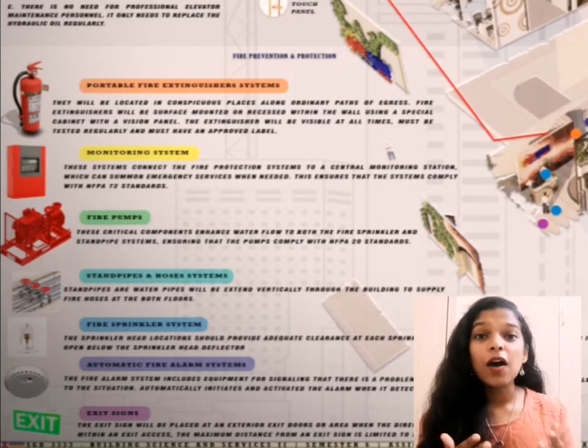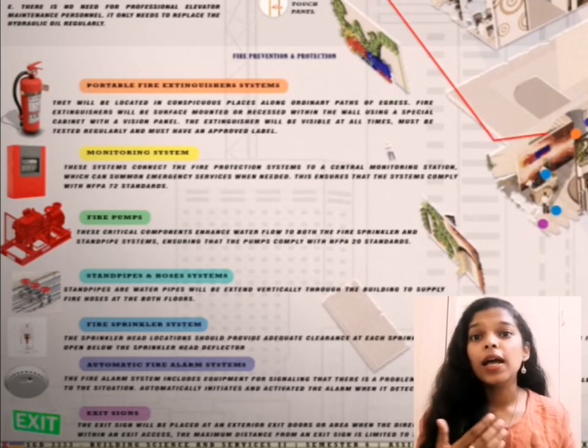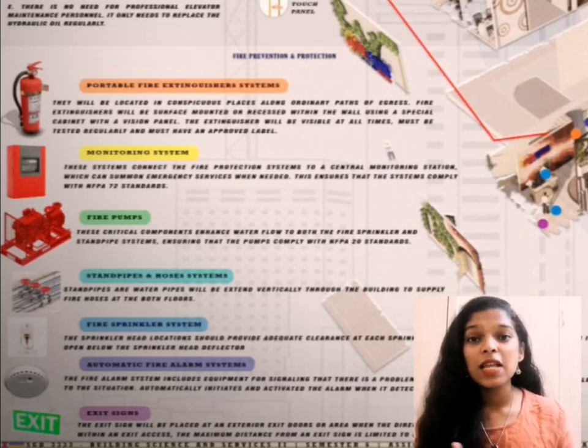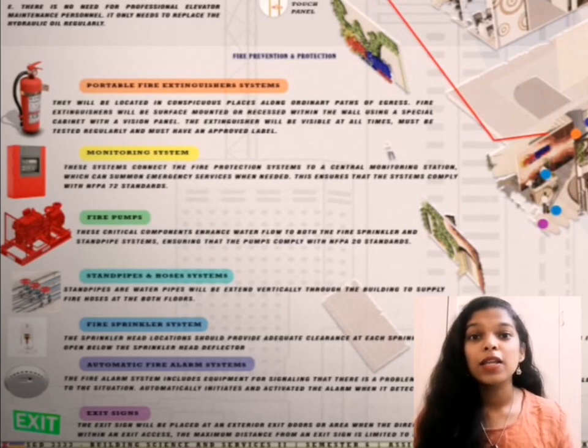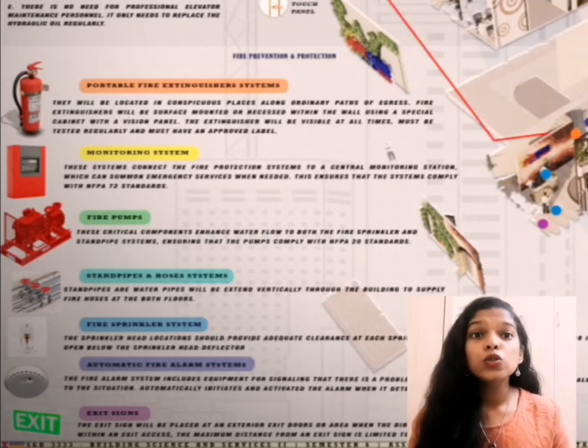This system connects the fire protection system to a central monitoring station, which can summon emergency services when needed. This ensures that the system complies with HEPA 72 standards. The third will be the fire pumps. These critical components enhance water flow to both the fire sprinkler and standpipe system, ensuring that the pumps comply with HEPA 20 standards. The fourth will be the standpipes and hoses system. Standpipes or water pipes will be extended vertically through the building to supply fire hoses at both floors.